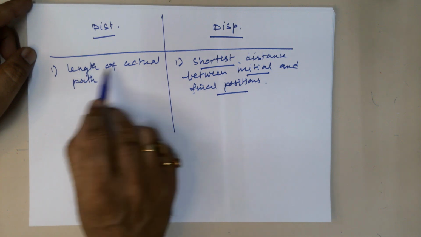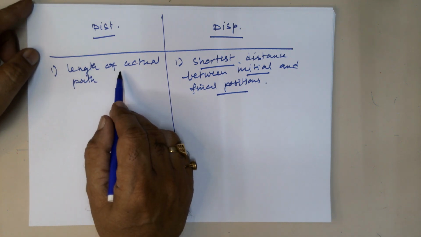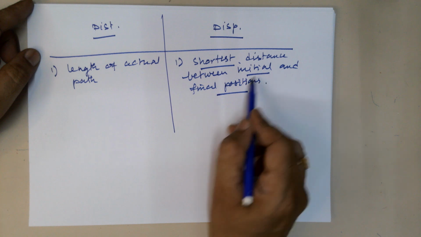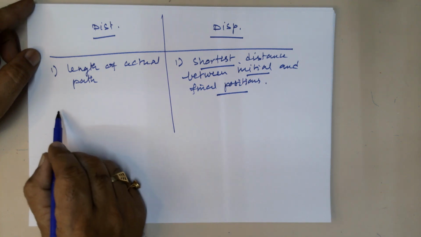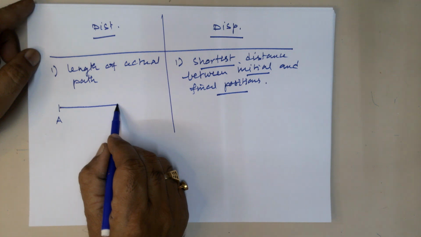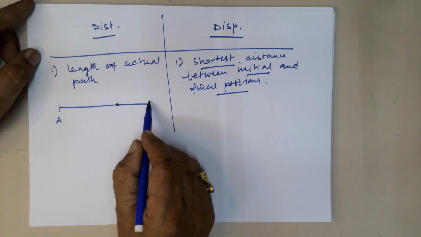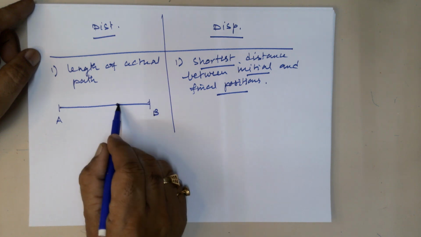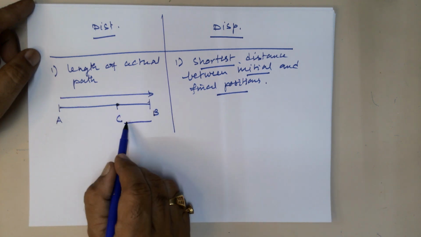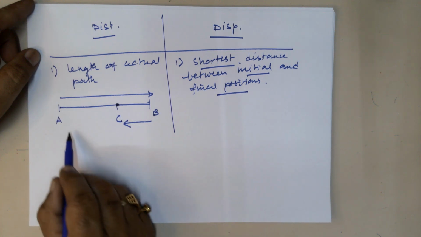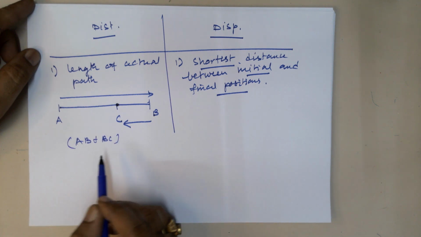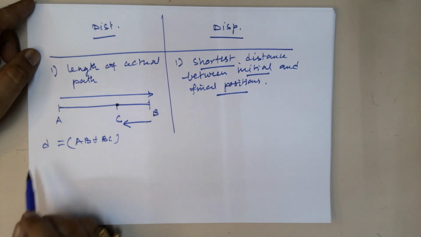Here we don't worry about the initial and the final position, but when we define displacement, you have to consider the shortest distance between the initial and the final position. For example, a car starts from A and goes up to B, then comes back to C. So it travels like this and comes back here. What is the distance? The distance traveled is AB plus BC, is it not? So this is the distance.